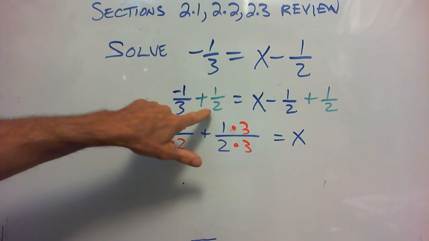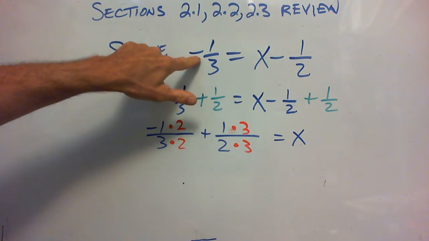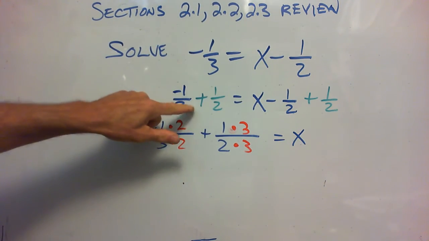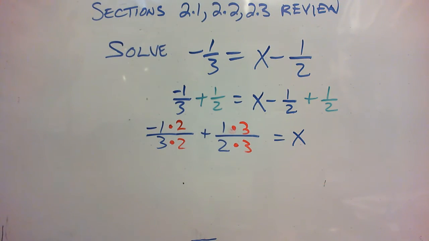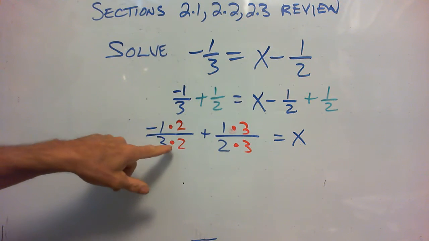So that's what I did here. I added 1/2 to both sides. Now notice I wrote the negative 1/3 as negative 1 over 3. I put that minus sign into the numerator. Now to add those two fractions, we have to have a common denominator.